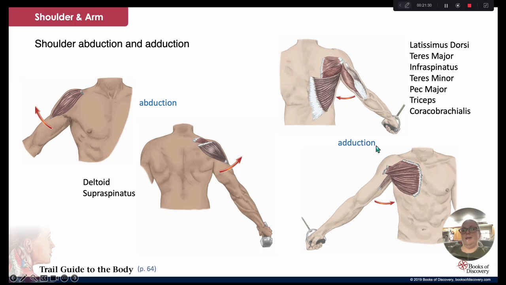Now we're going to adduction, so that is bringing it back to the body. You're adding the arm back to the body as a whole. And there's a lot of muscles involved with adduction, and notice that they tend to be below the joint. Yeah, with the exception of the pecs. It is below the joint, but not super below the joint here.